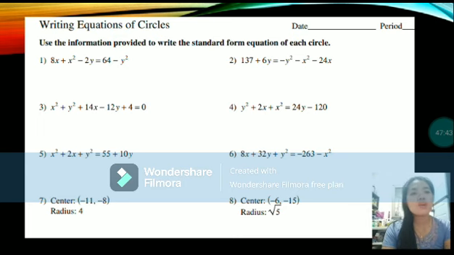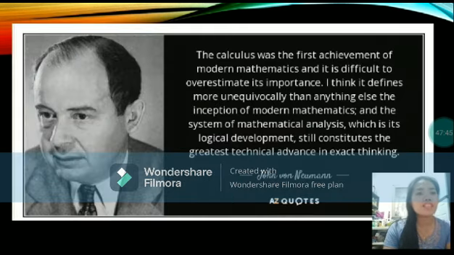And to end this video, let's have a quote. This quote is from John von Neumann. The calculus was the first achievement of modern mathematics, and it is difficult to overestimate its importance. I think it defines more unequivocally than anything else the inception of modern mathematics, and a system of mathematical analysis, which is its logical development, still constitutes the greatest technical advance in exact thinking.